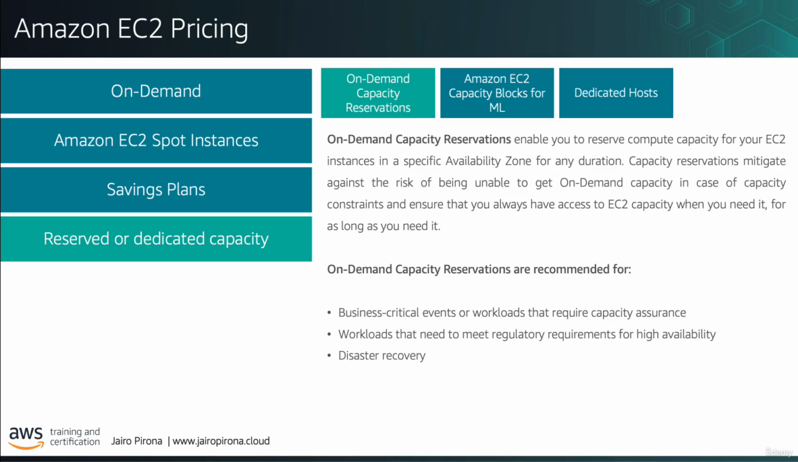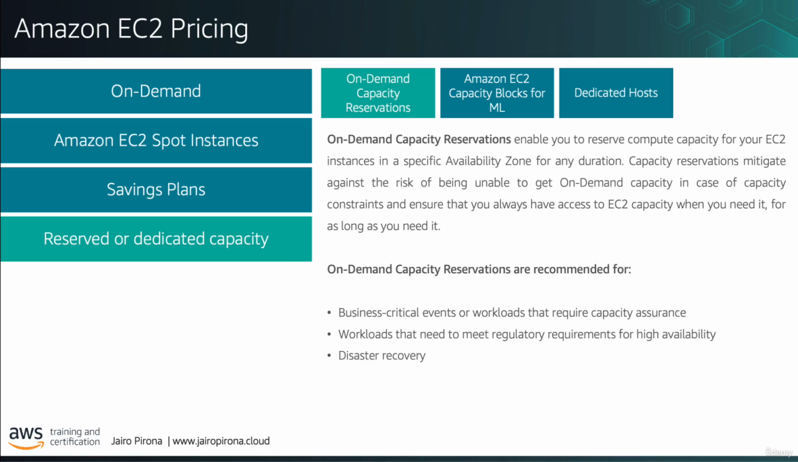And finally, we have reserved or dedicated capacity, which includes capacity on-demand reservations. So, Amazon EC2 capacity on-demand reservations allow you to reserve compute capacity for your EC2 instances in a specific availability zone for any duration. This is useful when you have strict capacity requirements and are running critical workloads that require a certain level of capacity guarantee. For example, if you are running a critical web service that must be available 24/7 and you cannot tolerate outages due to lack of EC2 capacity, you could use capacity reservations on demand to ensure that you will always have the capacity you need.